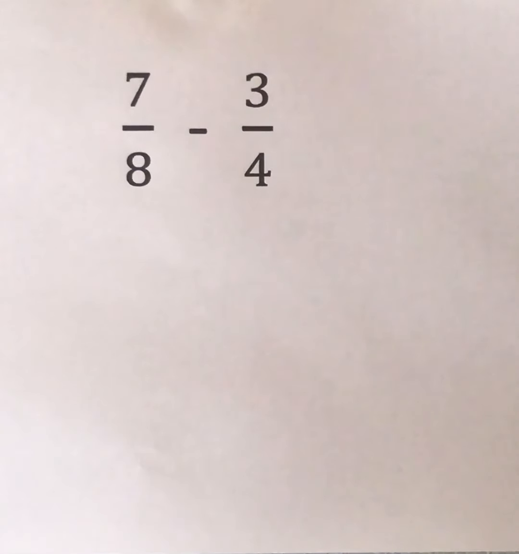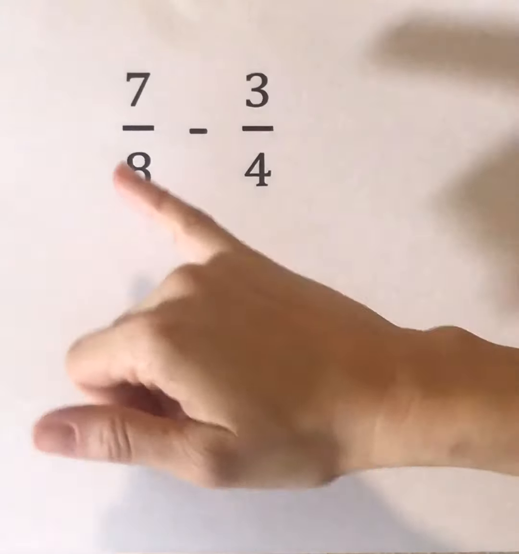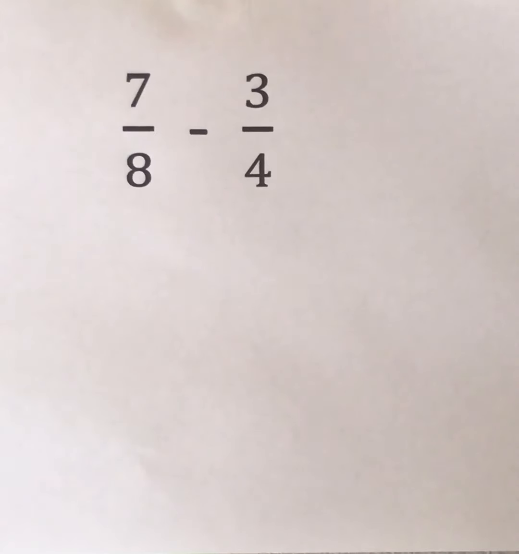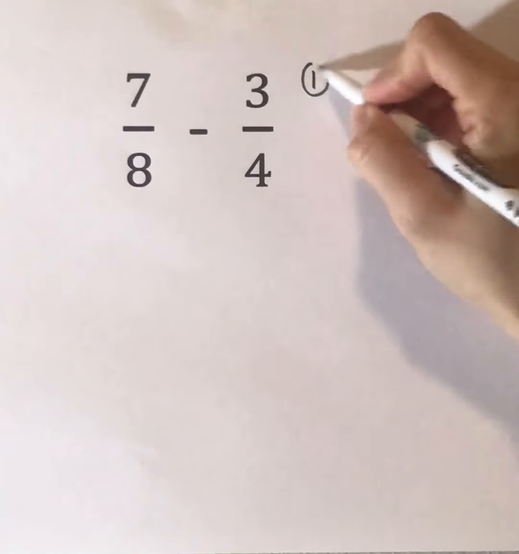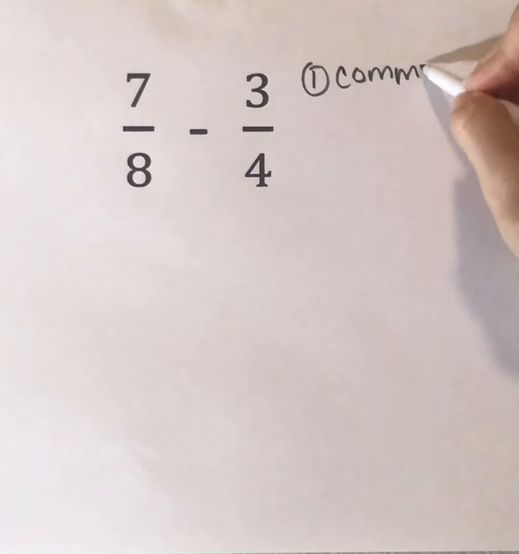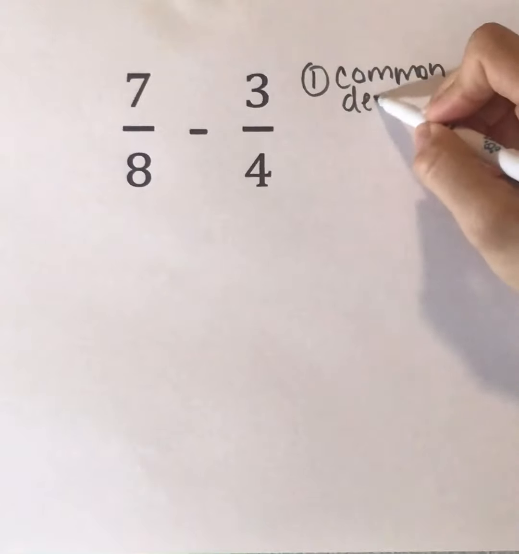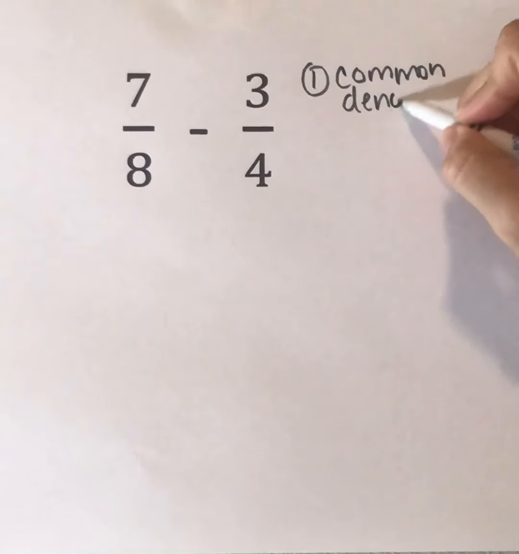All right, we're gonna subtract a fraction. So we're gonna subtract 7/8 minus 3/4. In order to do that, the first step that we need to do is we need to find a common denominator. That's your first step, always, when you are subtracting two fractions.